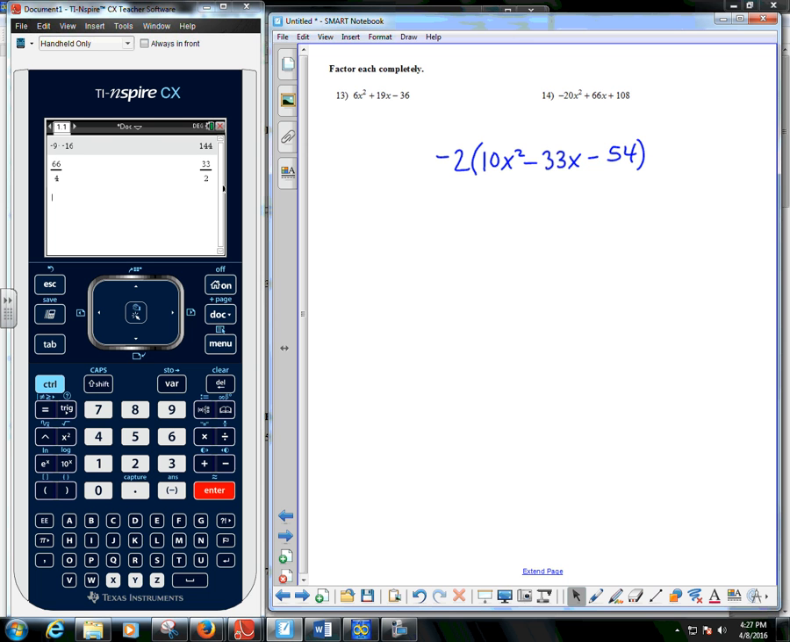And this is going to be a fun challenge, right? Because I need to multiply. There's no other GCF that I can see. So now I'm going to come over here and set up my AC chart. So AC and B. A times C is going to be negative 540. Oh my word, that's huge. And my B is going to be negative 33.